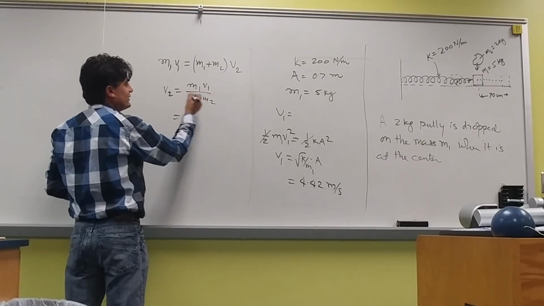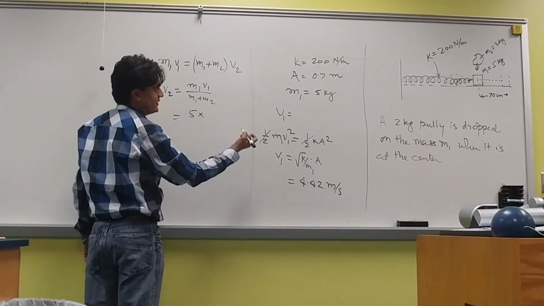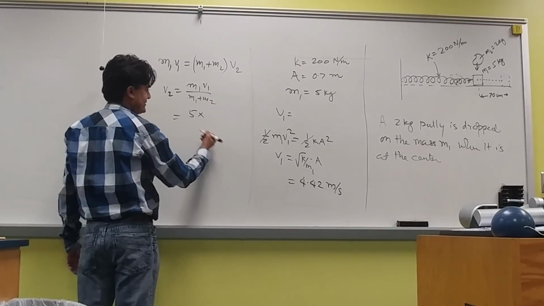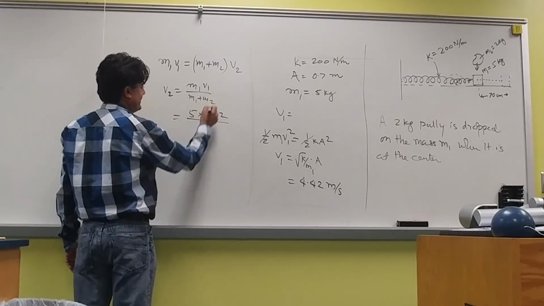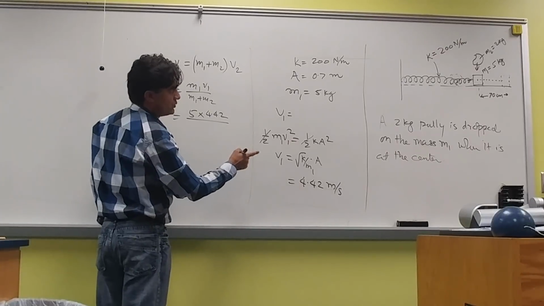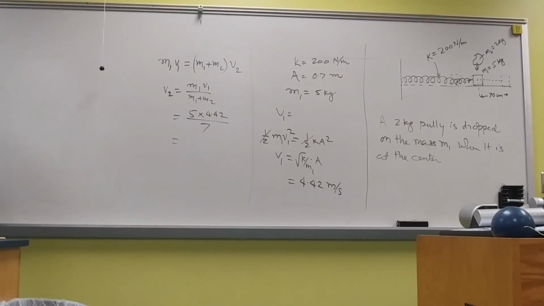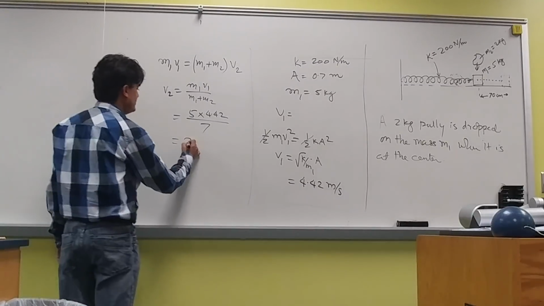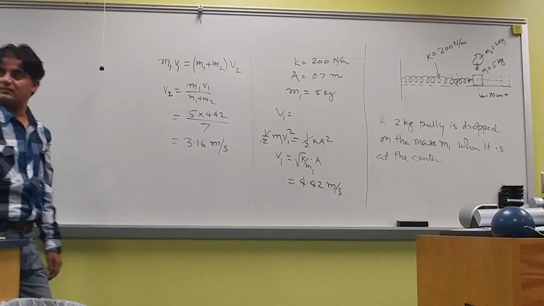Can somebody quickly calculate this? M1 is 5 times V1, which is 4.42, divided by M1 plus M2, which is 7. Can you quickly calculate this? 3.16. Okay, so now it means your velocity decreased.